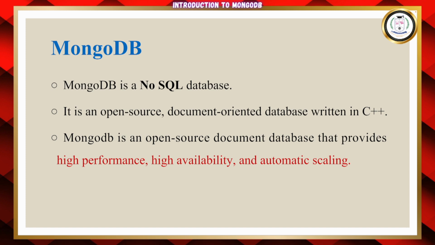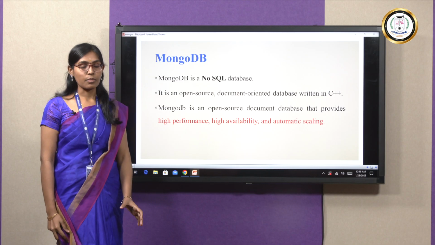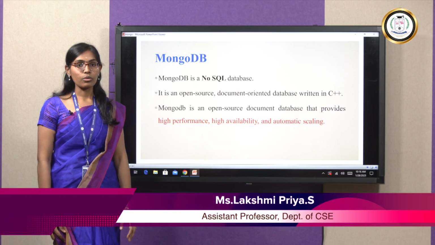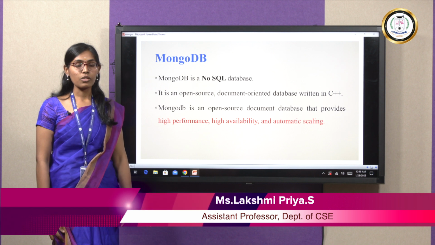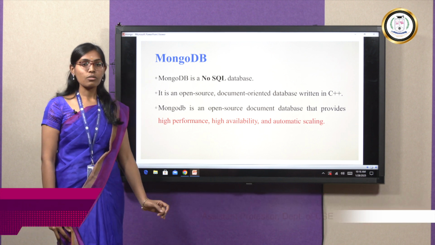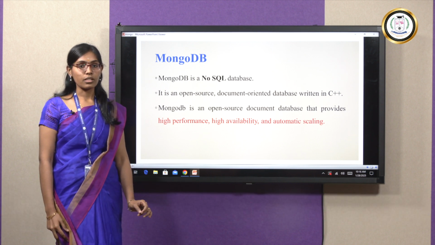So first of all, what is MongoDB? It is nothing but a NoSQL database. NoSQL in a sense, there is no particular structure for any database. So that is what a NoSQL database is. Also, it is called a document-oriented database. All the data will be stored in terms of a document here. So that's why we call it a document-oriented database.